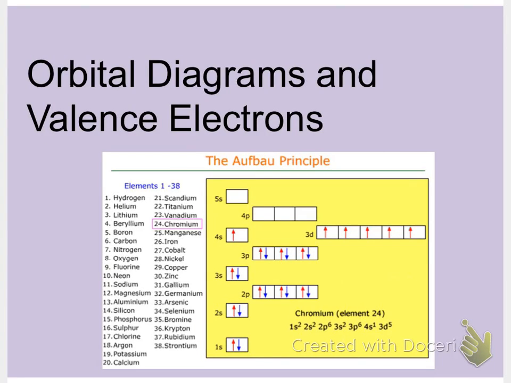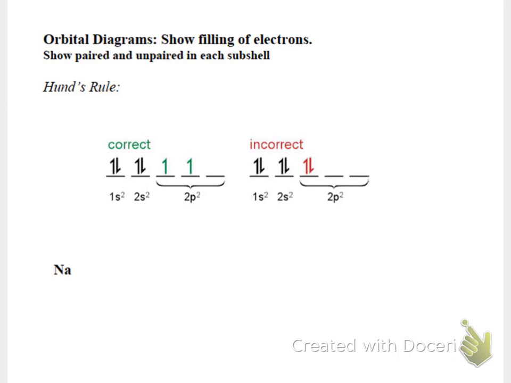This podcast talks about orbital diagrams and how to draw them and what information they give you, and we'll also talk about valence electrons, which will be useful later for bonding. So orbital diagrams are the same information that we get from an electron configuration, but they also talk about spin. So they show how many paired and unpaired electrons there are in each orbital.